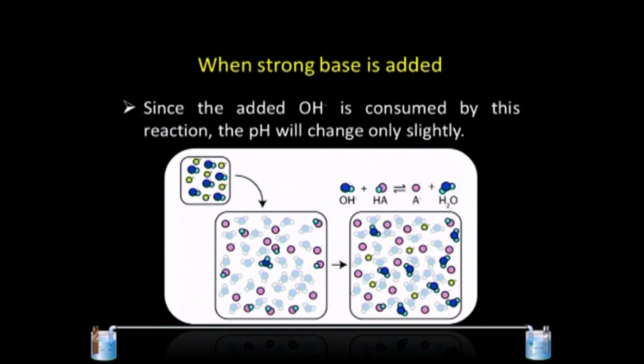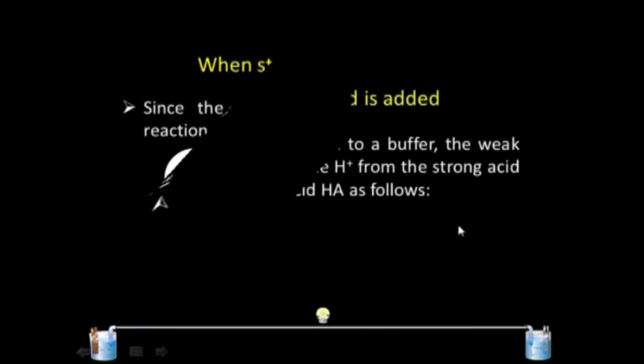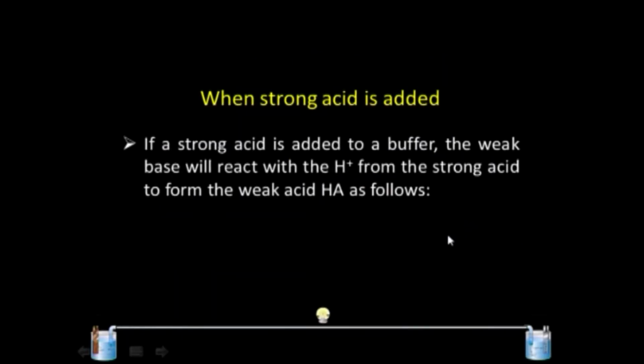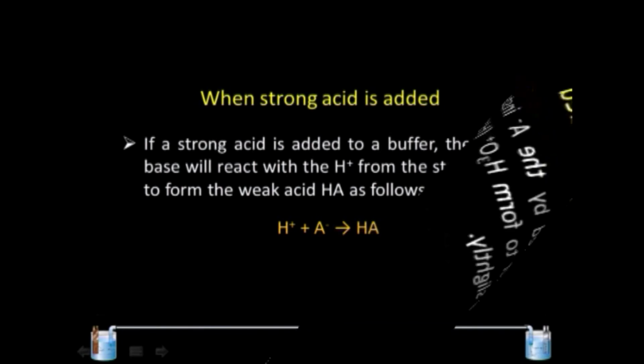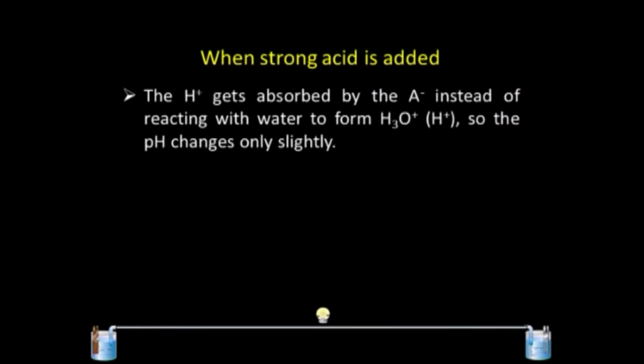This is a representation. We are adding OH minus to HA, which is giving A minus and H2O. When a strong acid is added to a buffer, the weak base will react with the proton from the strong acid to form the weak acid HA as follows. H plus is reacting with A minus, giving HA. The hydrogen ions get absorbed by the A minus instead of reacting with water to form H3O plus, and therefore again the change in pH is very small.